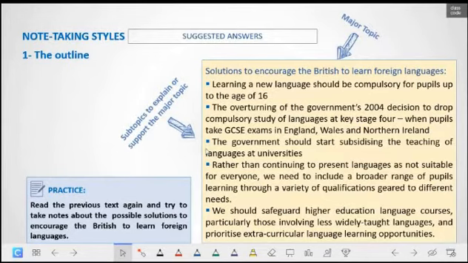The government should start subsidizing the teaching of languages at universities. Rather than continuing to present languages as not suitable for everyone, we need to include a broader range of pupils learning through a variety of qualifications geared to different needs. We should safeguard higher education language courses, particularly those involving less widely taught languages, and prioritize extracurricular language learning opportunities.